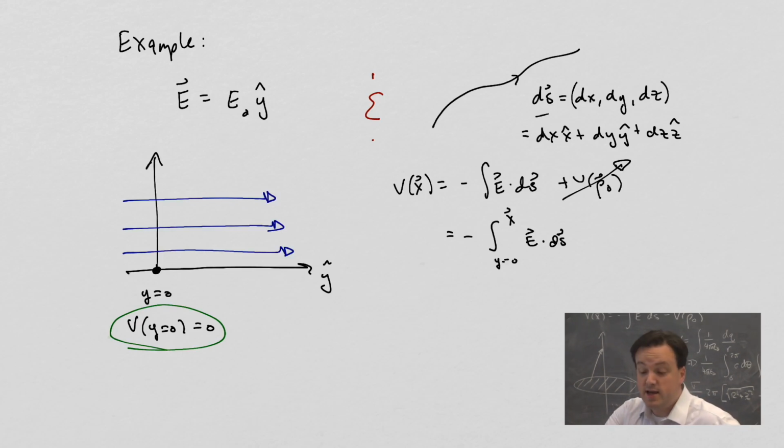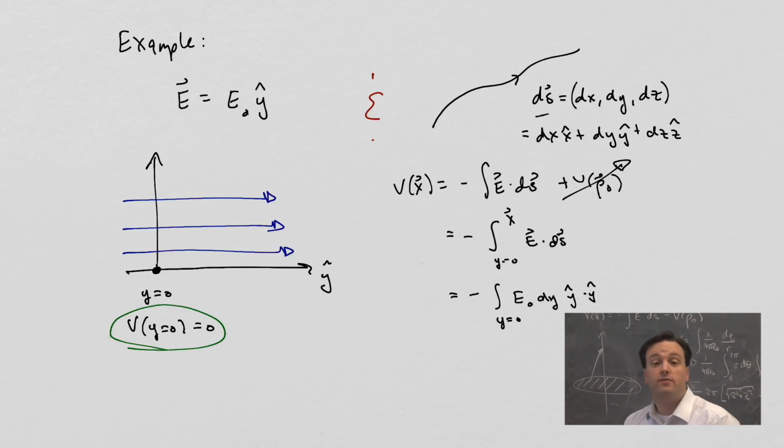Now my E dot ds is actually pretty easy because E only has one component, and so I have the integral from y equals 0 of E dot ds, so E is E naught y hat. But if I try to dot E naught y hat with this thing I have on the right hand side, y hat dot x hat is 0, y hat dot z hat is 0, and so the only term that remains is going to be E naught times dy times y hat dot y hat, which is of course 1.